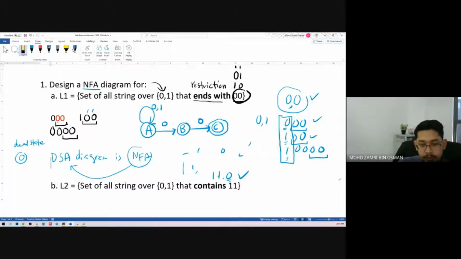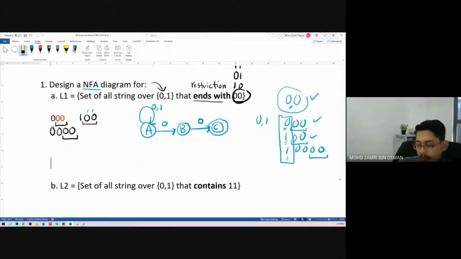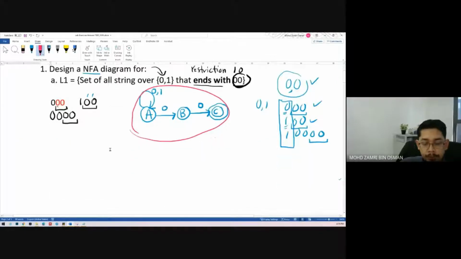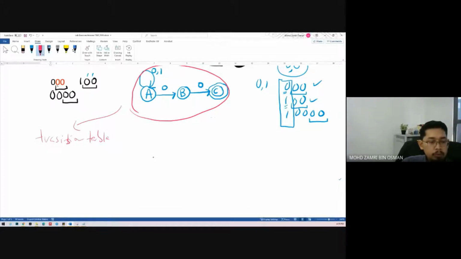So I just delete again inside this one, okay? Right? Okay, so we have the diagram that I have here, this diagram. I want to use this diagram and present it in terms of a transition table, okay? So we have a diagram here, and then we need to have a transition table. So how can we transform this one into a transition table?